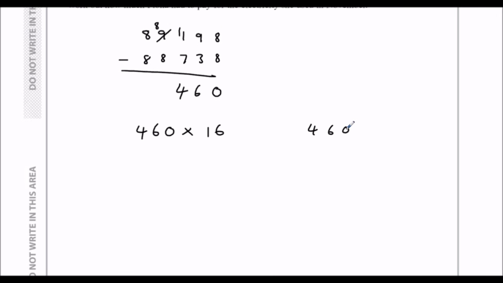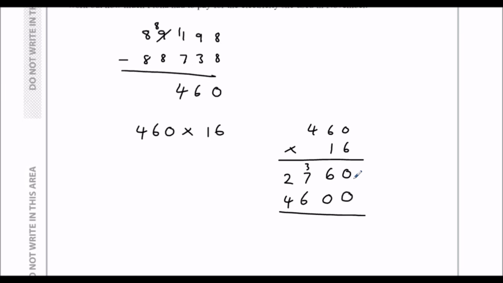So 460 times 16. It doesn't matter what method you use for this multiplication, as long as you get the right answer. I'm going to do 6 times 460 first. 6 zeros are 0. 6 sixes are 36. And 6 fours are 24. Add on the 3, that will make 27. Then I'm going to do 10 times 460. So I'm going to add a 0 and then times by 1. 1 zero is 0. 1 six is 6. 1 four is 4.